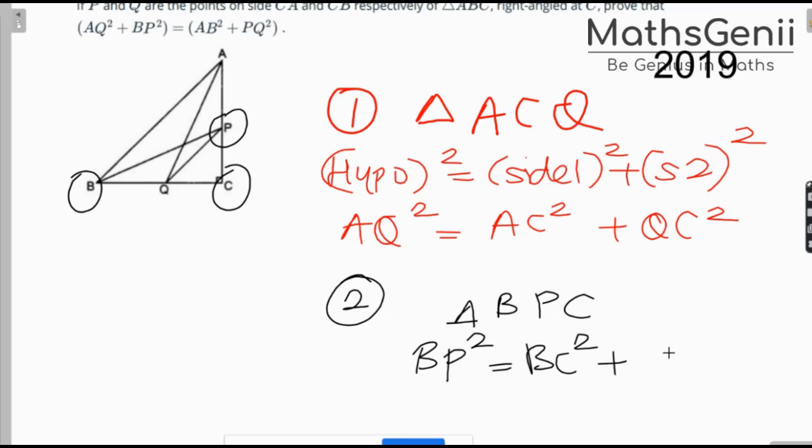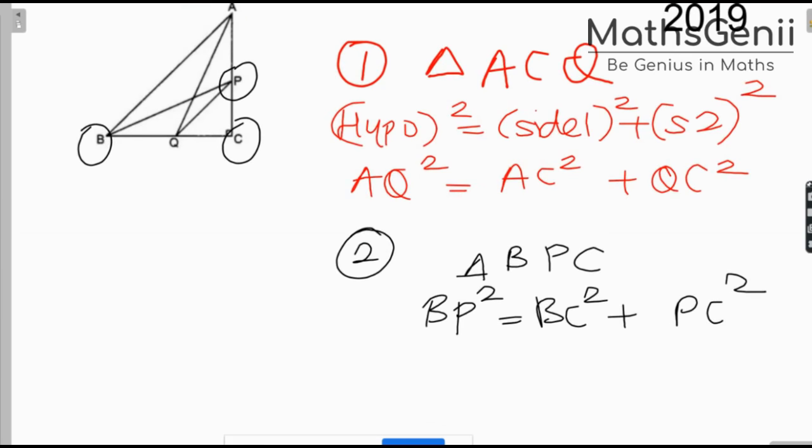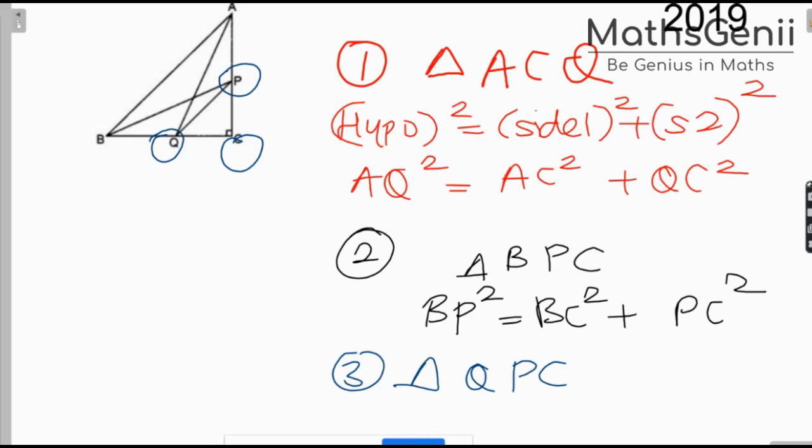BC and PC. Okay. Now look at the third triangle. Now look at the bigger triangle. Triangle QPC, the smallest one. Triangle QPC.